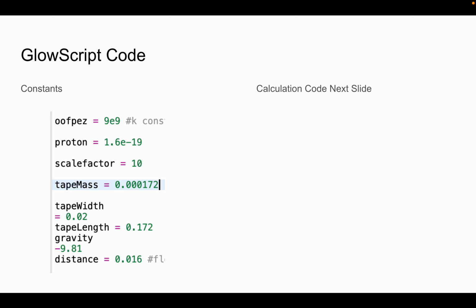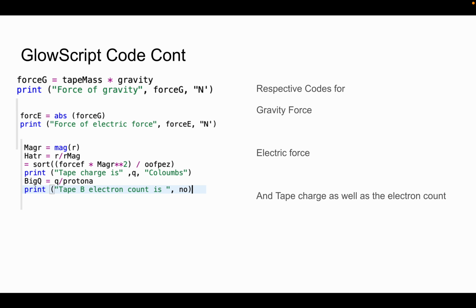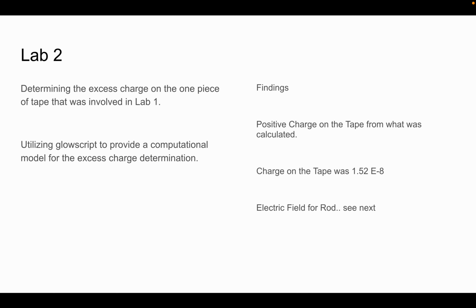Here's the GlowScript code representing each of the respective constants, and then the calculation code is shown here with the force of gravity, force of electricity, the tape charge and the tape electron count. Continuing, this section is important: determining the excess charge on the one piece involved in Lab 1, utilizing GlowScript to provide a computational model for the excess charge determination. From the experiment, the positive charge on the tape, as shown prior, was 1.52 e to the negative 8, calculated in Lab 1.